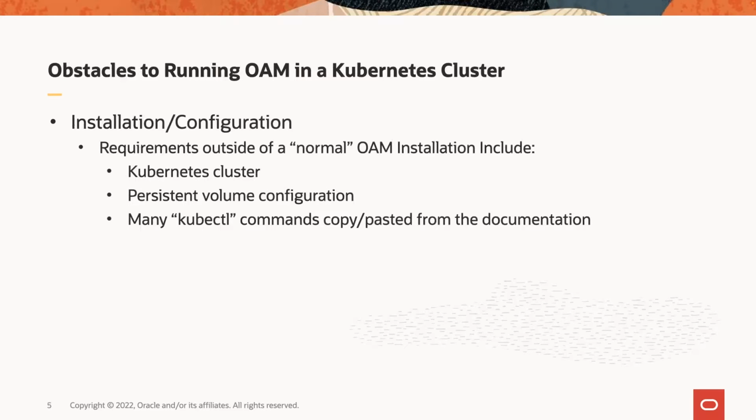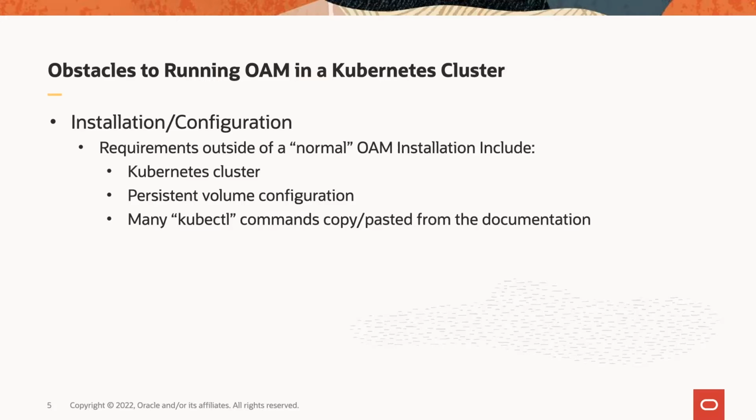However, there are a few obstacles to running IAM in a Kubernetes cluster. Generally speaking, this is the time and knowledge required to set up the Kubernetes cluster. This includes such things as creating and initializing the Kubernetes cluster by setting up the control node as well as the multiple worker nodes. Configuring a persistent volume, which is needed to store the WebLogic domain files and must be shared across all of the Kubernetes worker nodes.